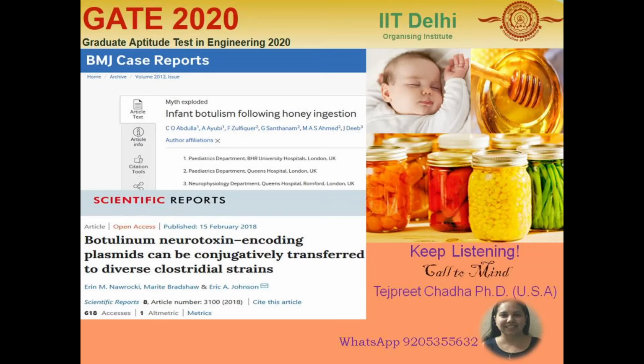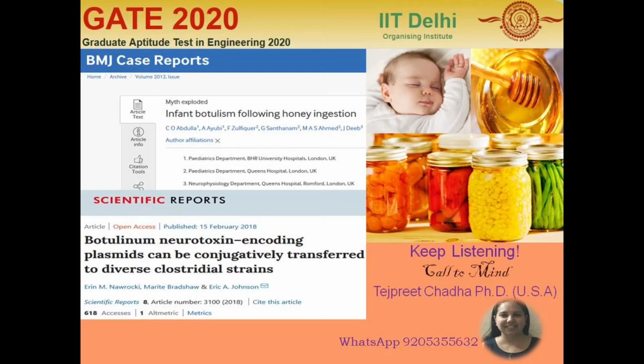Today we are going to discuss botulism. बहुत ही important topic है ये. ये आपके GATE point of view से भी important है. So we are going to discuss the bacterium Clostridium botulinum. Botulism is a rare but potentially fatal illness, and there is a toxin involved which is produced by this bacterium.